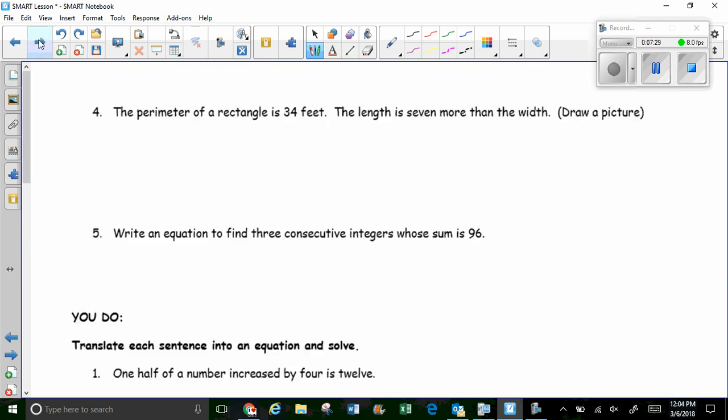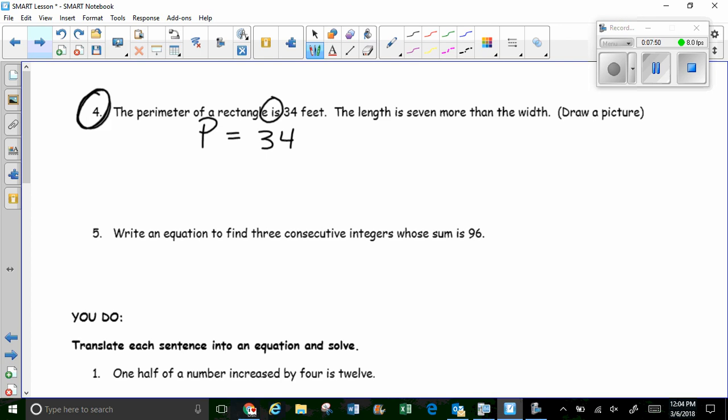All right, go ahead and flip over. Now, number 4 is a huge problem you're going to see all the time, and there's a couple ways to go about it. So let's go ahead and read it. It says the perimeter of a rectangle is 34 feet. So I'm going to translate this sentence. Perimeter is 34. P equals 34.